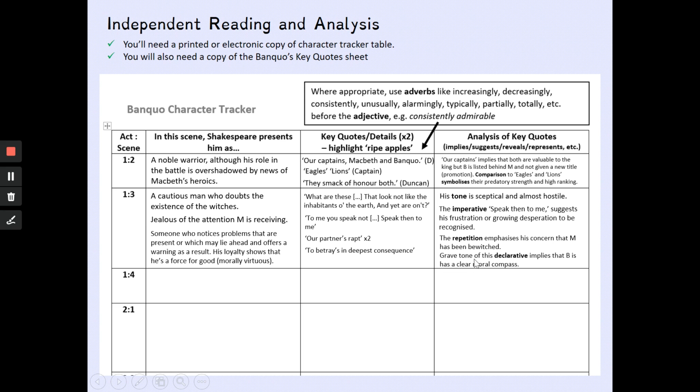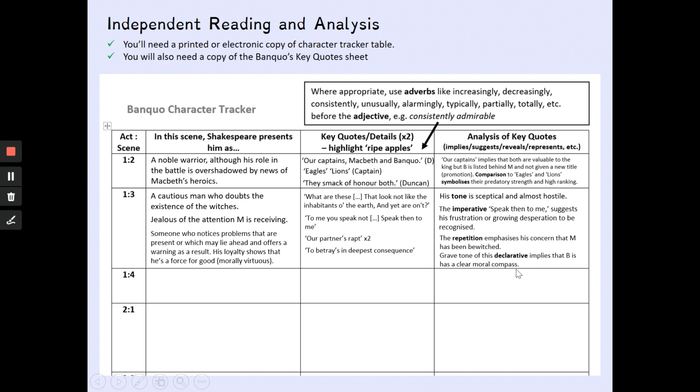And then the grave tone of this declarative implies that Banquo has a clear moral compass. So the fact here he is warning that any sort of betrayal of the king will have deep and serious consequences. He's making a declarative or a statement there that really shows that he knows the difference between right and wrong. He has a moral compass.